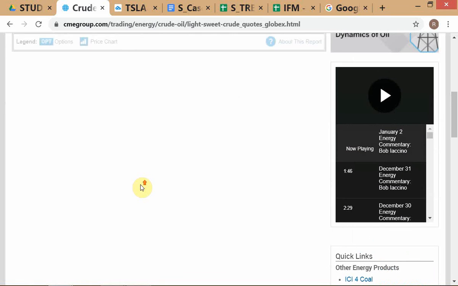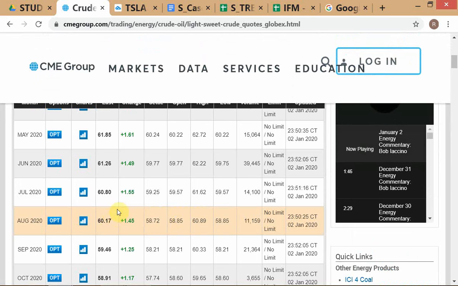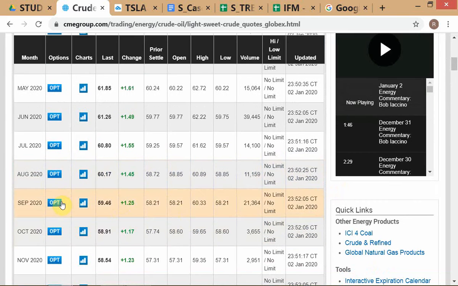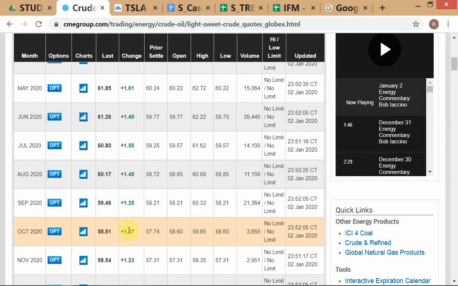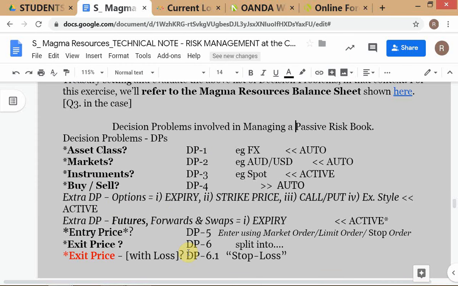So that decision remains. As you can see here, many different months are quoted for futures contracts. So which month are you going to sell or buy? That's the decision, and we showed you why that decision is an active decision, not a passive decision.